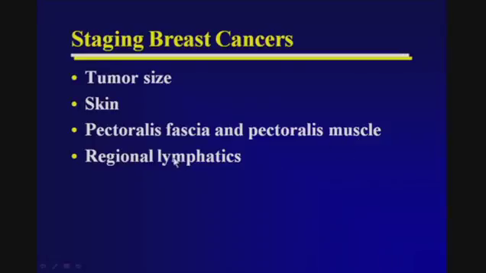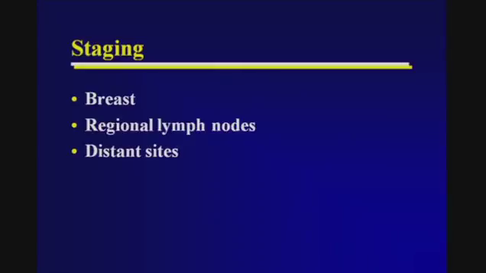In the second half of the talk, we're going to focus on looking at the regional lymphatics and how regional lymph node involvement can be detected by sonography. When we think of staging, we really want to think about the breast as well as the regional lymph nodes. In addition, an important part of staging is to look at distant sites, such as involvement of the liver or the lung, but we're not going to focus on that in today's talk.